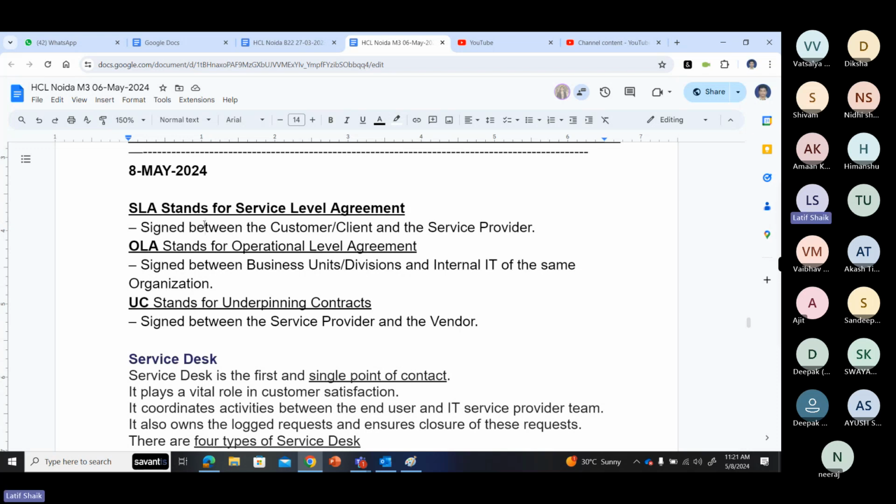What is an OLA? Operational level agreement. It is internal to the organization. For example, my boss, or my project manager, or my business unit person, or my delivery manager, goes to different organizations and gets some project. Maybe it is a software related project, or a support level project, or a maintenance project, or infrastructure related, or deployment related, or monitoring related. So it can be any project.